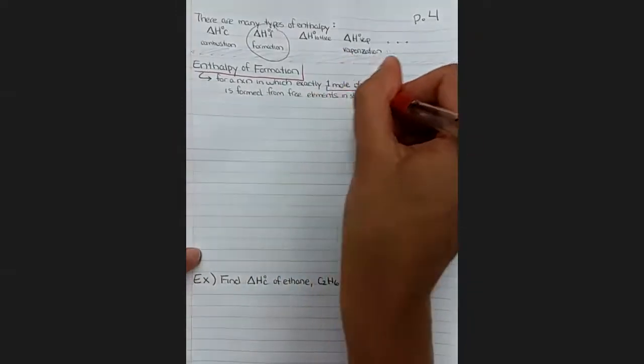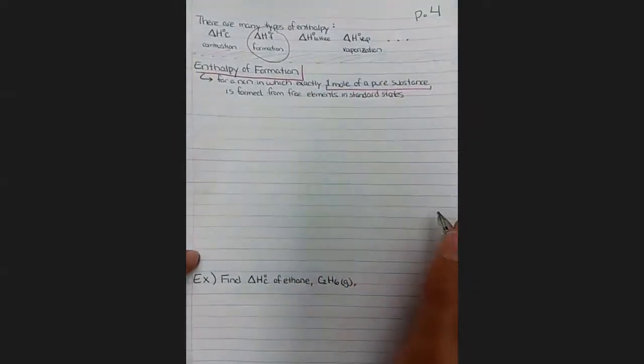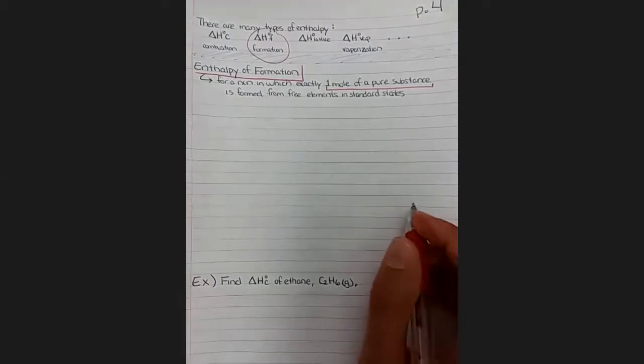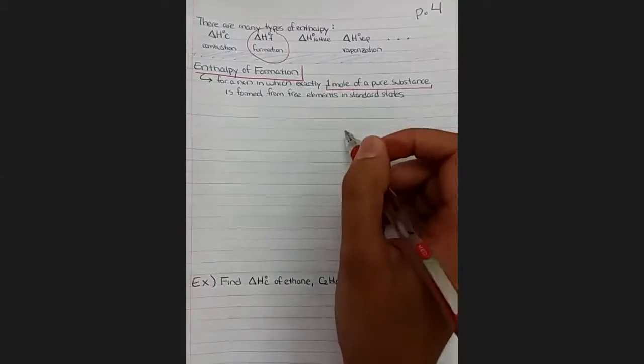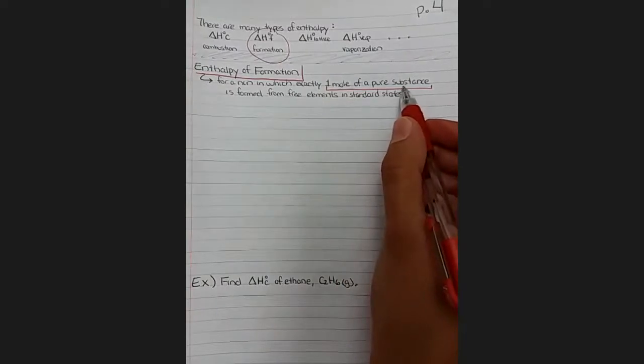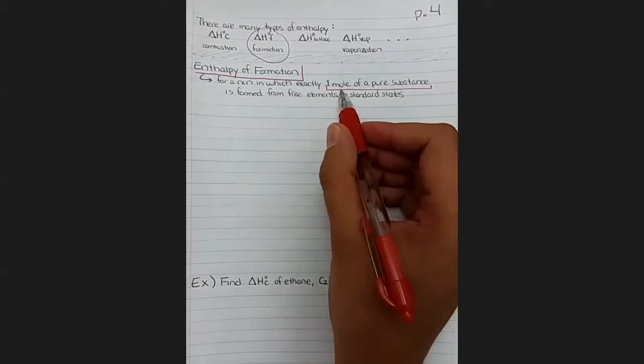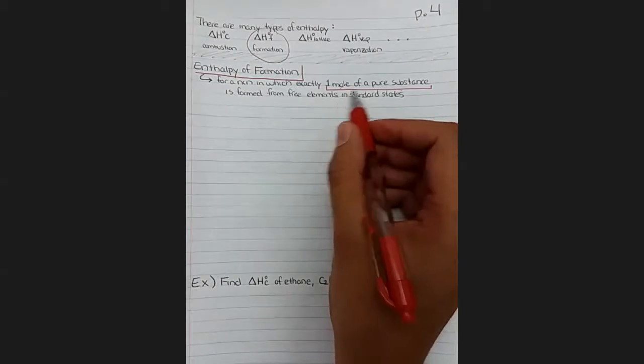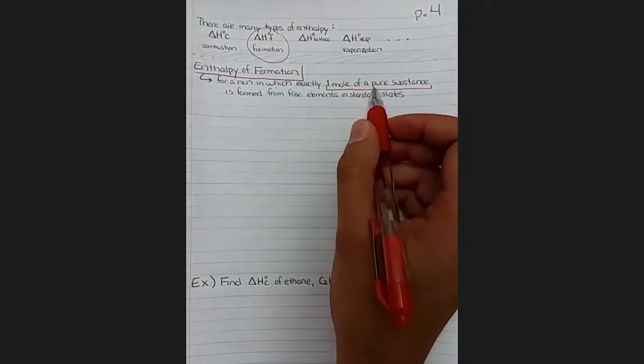So this is the first important part. 1 mole of a pure substance. So that means if I'm talking about the enthalpy of formation of a particular compound, there needs to be only that one compound formed, not several, just one. And the coefficient in front of it needs to be 1. So 1 mole of one thing is the only item on the product side.